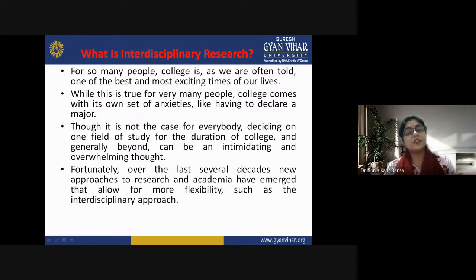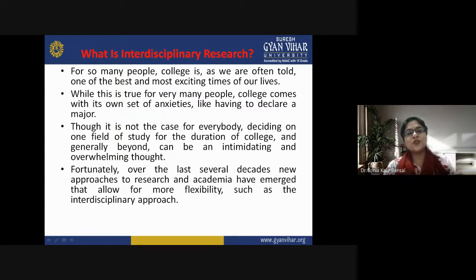Now, what is interdisciplinary research? Let's understand it in a more elaborative way. For so many people, college is, as we are often told, one of the best and most exciting times of our lives. We feel best when we are in college, in university. When children are in school, especially 11th and 12th, they wait for their schooling to be over and they want to go to college. That's the most exciting time in life.